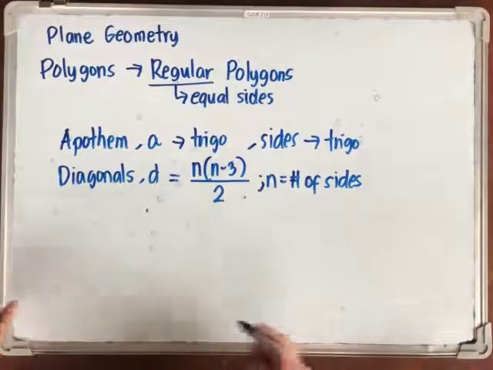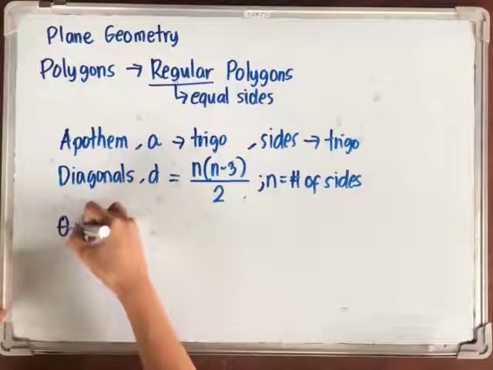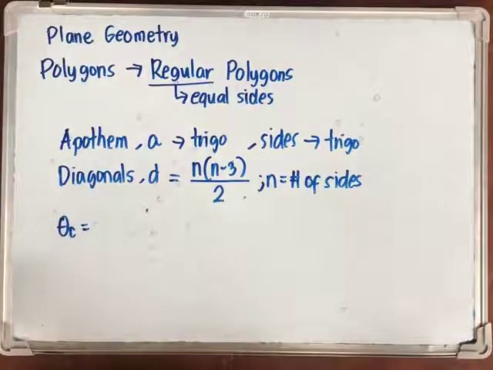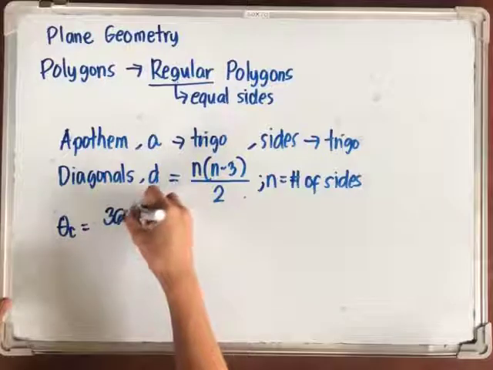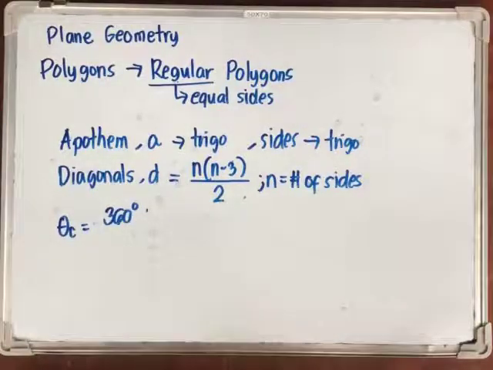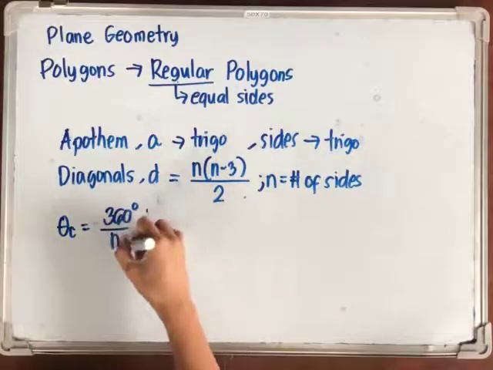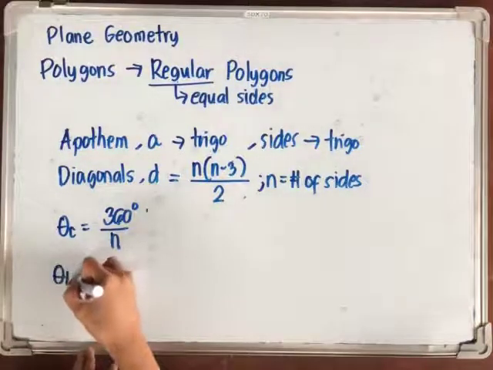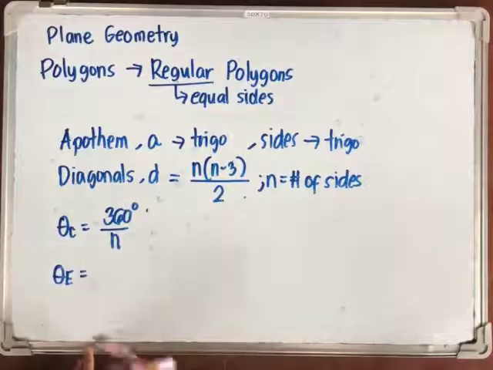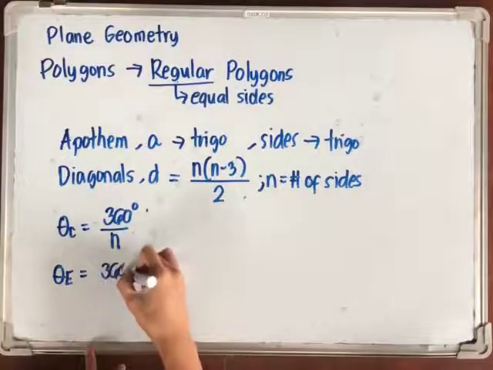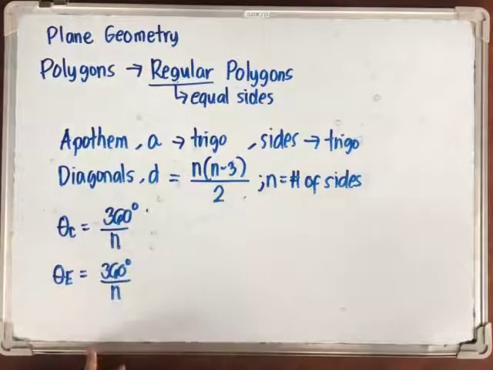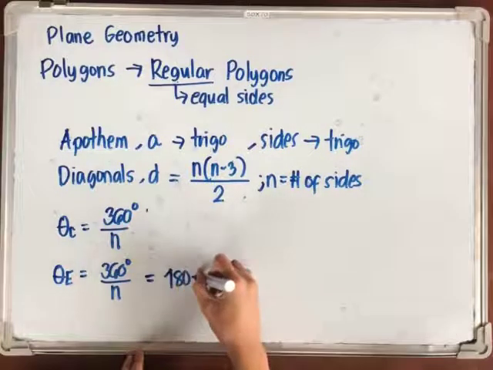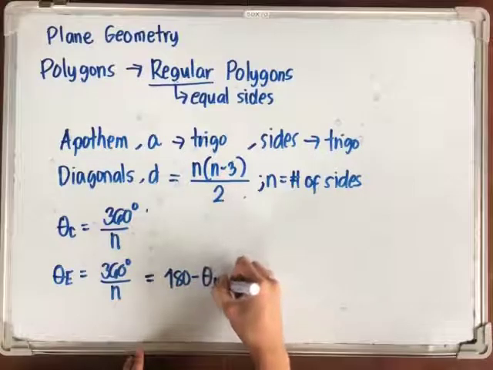And then, for our angles naman, una is our central angle, theta sub c. Si theta sub c is kinukuha mo lang siya as the 360 degrees as your whole circle angle. Okay? Divide mo lang siya by the number of sides. Ganun lang kasimple. And for interior angle, exterior angle naman natin, theta sub e, pareho sila actually ng formula ni central angle. That's 360 over n. Or you can also get it by 180 degrees minus your interior angle, theta sub I.